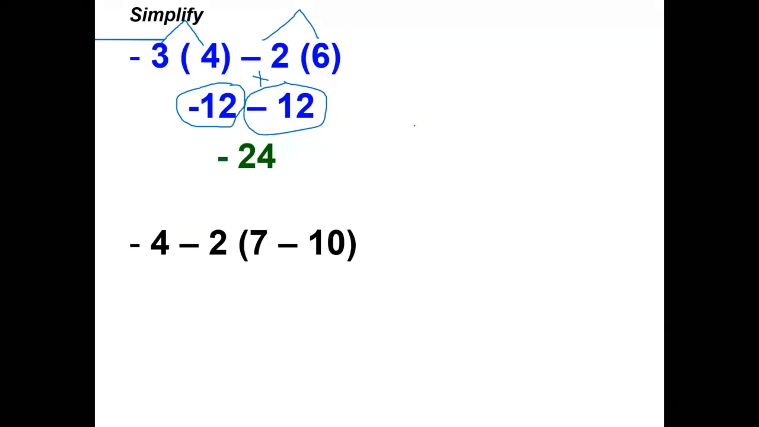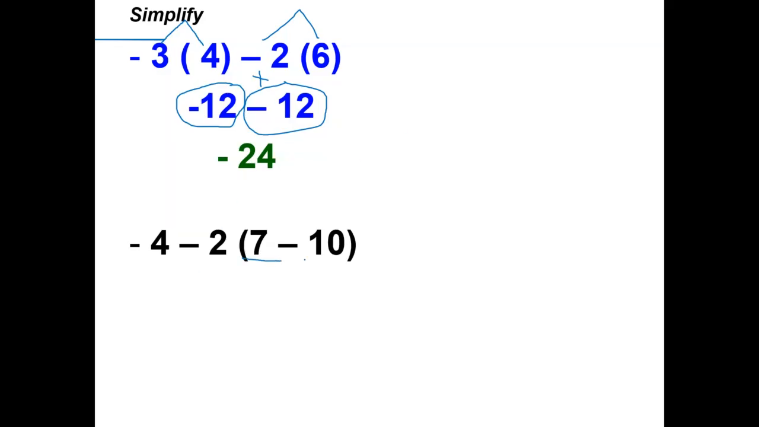Here's the second example. In this case, you must do the parentheses first. So you got 7 and you got negative 10. The plus sign is invisible. That should give you negative 3 inside the parentheses. Let's do that step first.